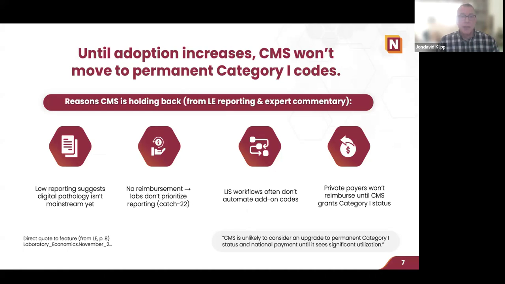Right. And just to reiterate, CMS is not going to make these add-on codes permanent Category 1 CPT codes with reimbursement until labs report greater utilization.